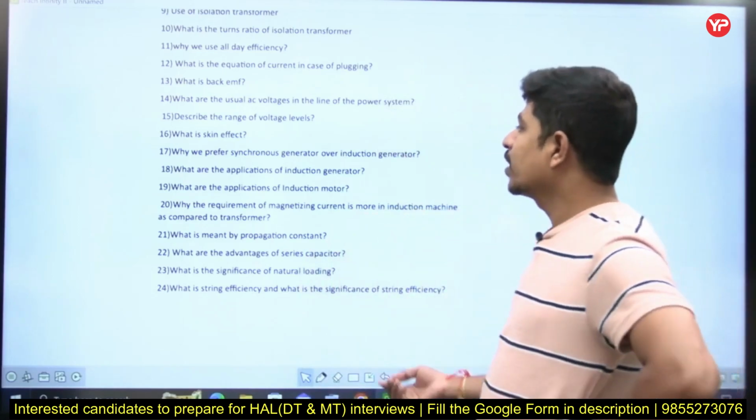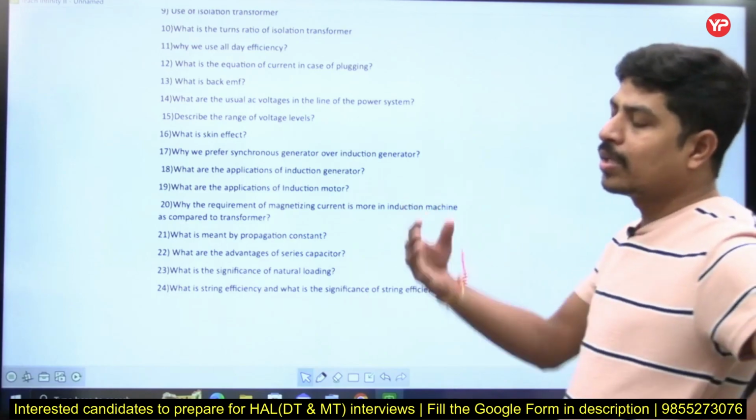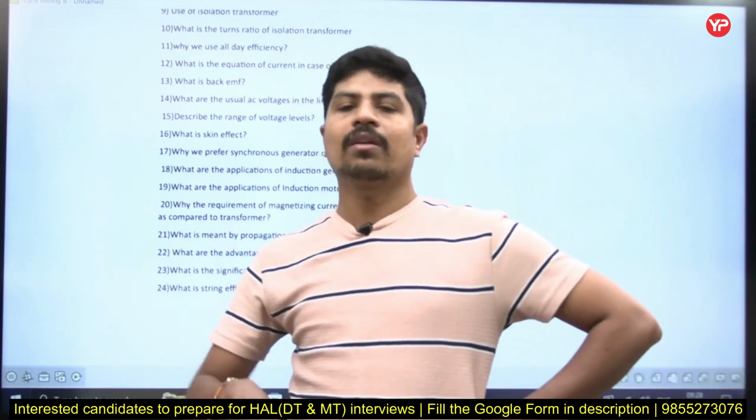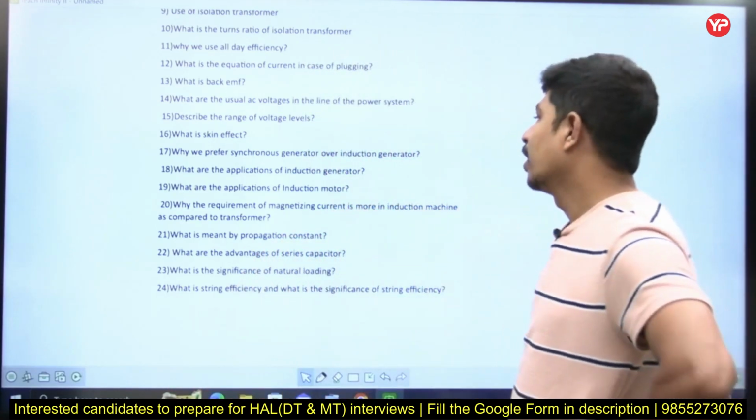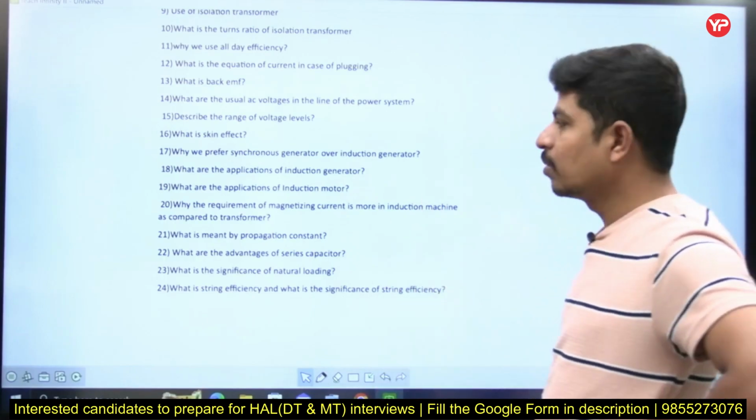Next one is, what are the applications of an induction generator? In windmills, where the mechanical input is not constant, there we use an induction generator, right? Now, what are the applications of an induction motor? There are several applications of induction motor to name.